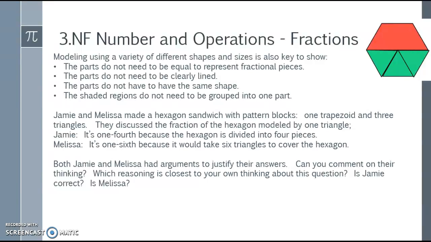Which reasoning is closest to your own thinking about this question? Is Jamie correct? Is Melissa correct? Take a moment, pause the video, and think through this a little bit.